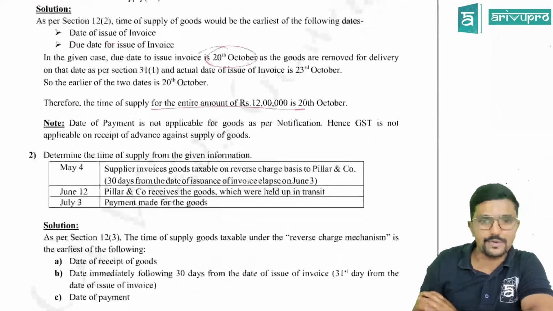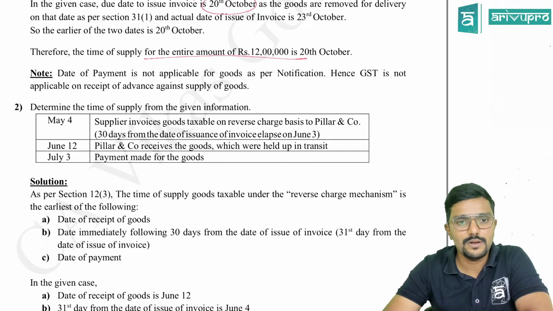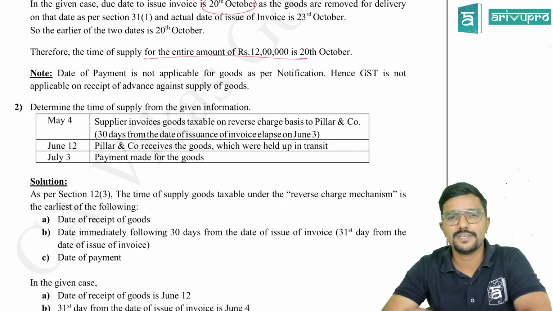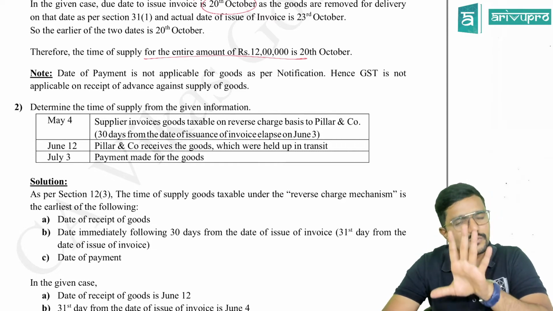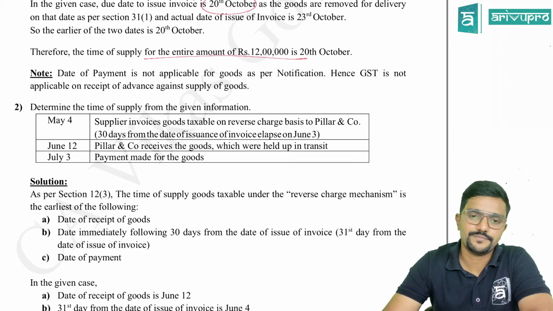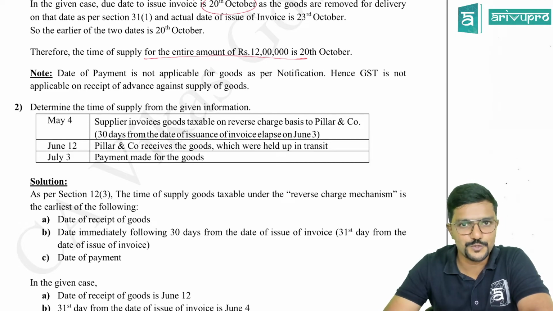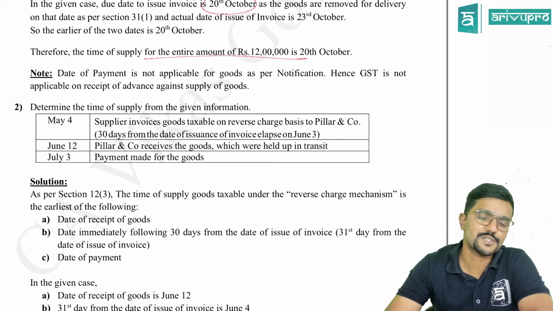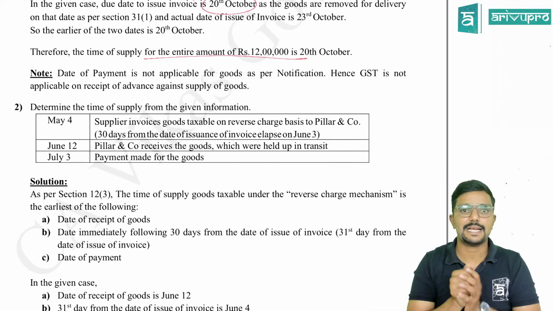I have also given a note for it. You can observe: date of payment is not applicable for goods as per notification. If you remember the notification number, you can write it, but I don't suggest it. Notification numbers and all, you can just ignore. Just write as per notification. Fine. Hence, GST is not applicable on receipt of advance against supply of goods. Clear, guys? Yes. So for advance with respect to goods, you will not pay any tax.